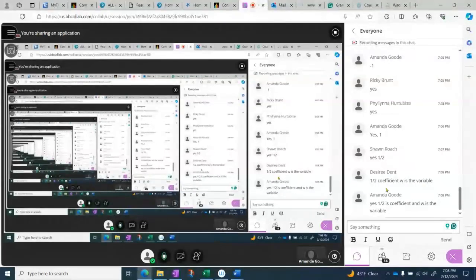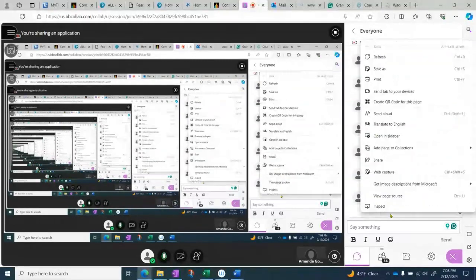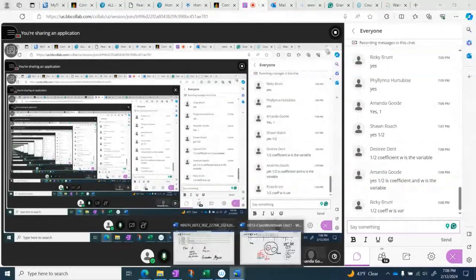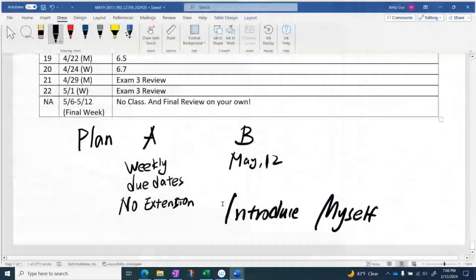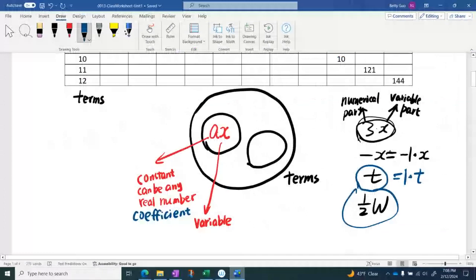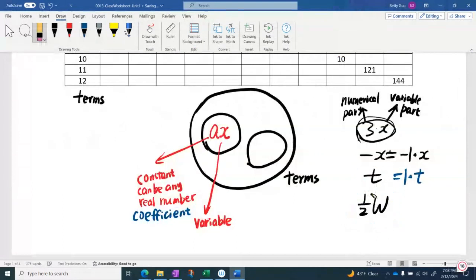Yes, the coefficient is half. The variable part is w. Yeah, w is a variable. Very good, you guys, great, perfect, exactly. All those four expressions are terms, okay? They belong to this type of terms, a constant times a variable. All right, that's that type.